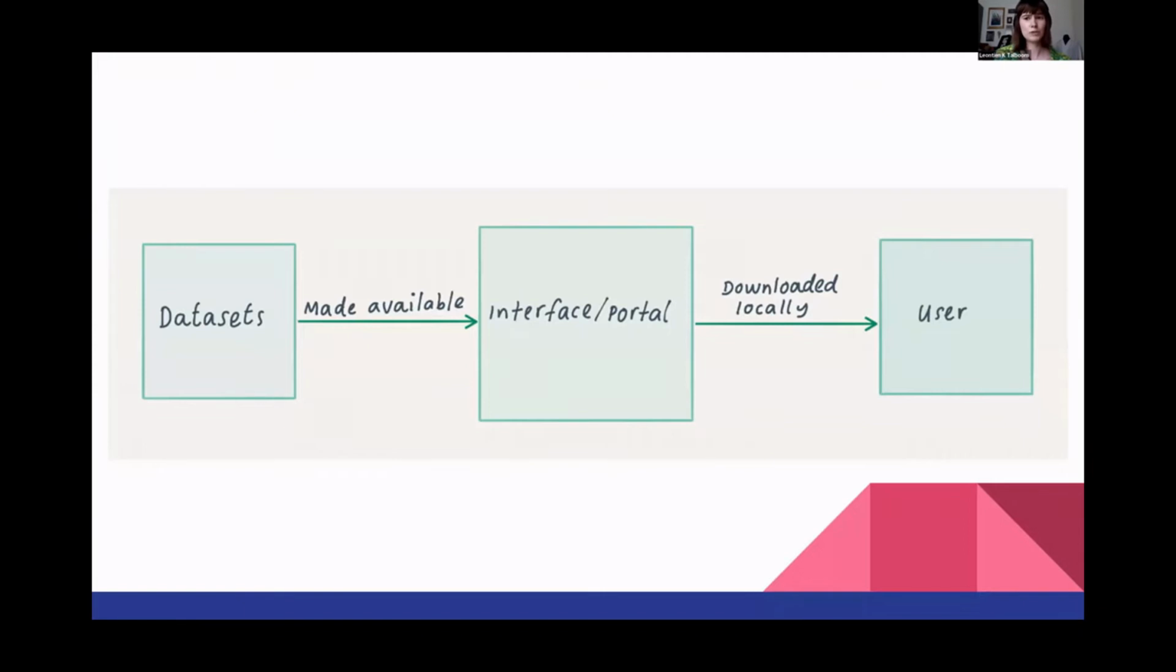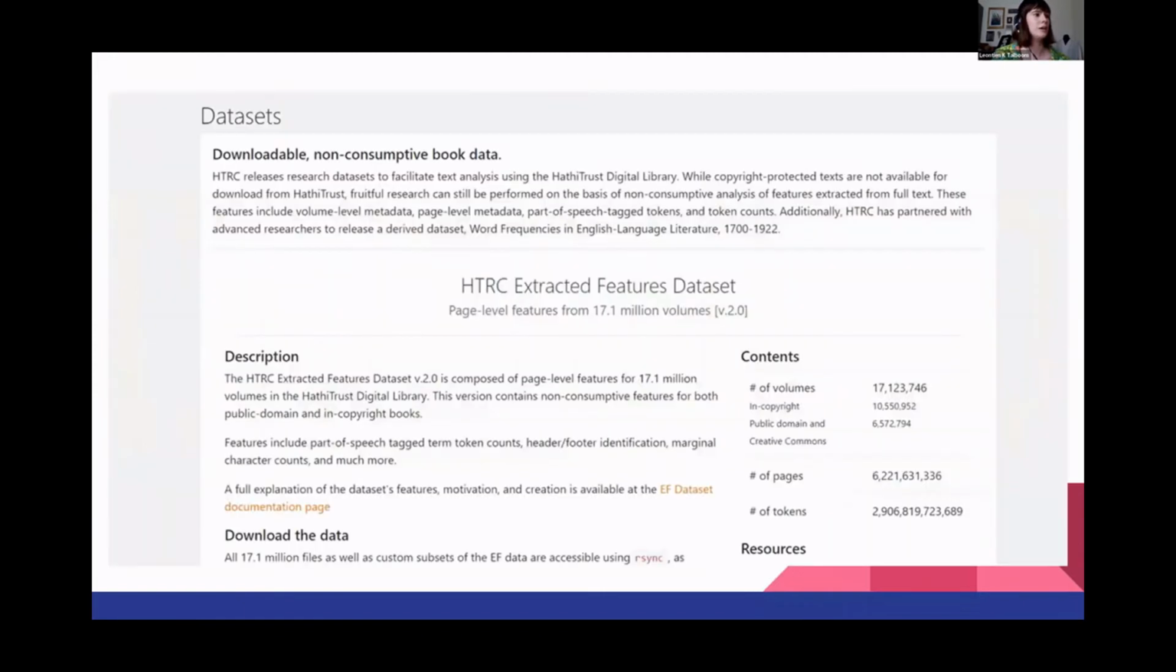A few examples of this: one from the HathiTrust here, which is their extracted features data sets, which you can download. So you download the whole data set and then do whatever you want with it.